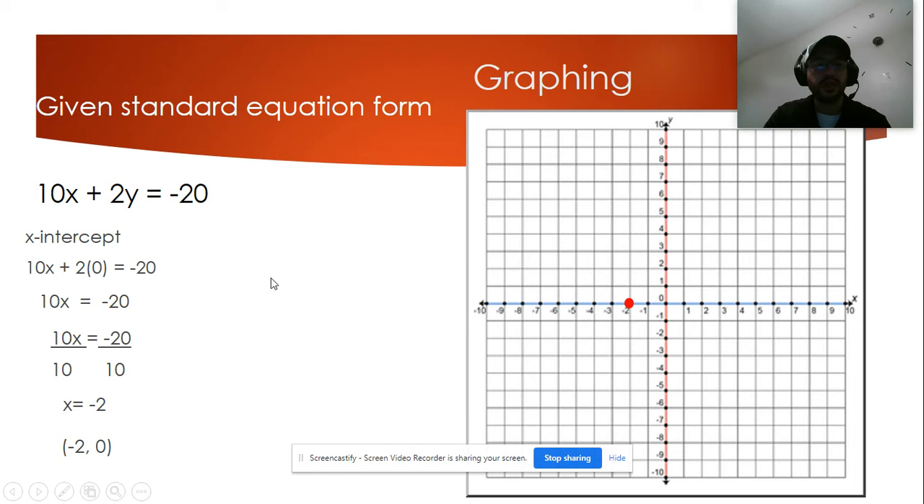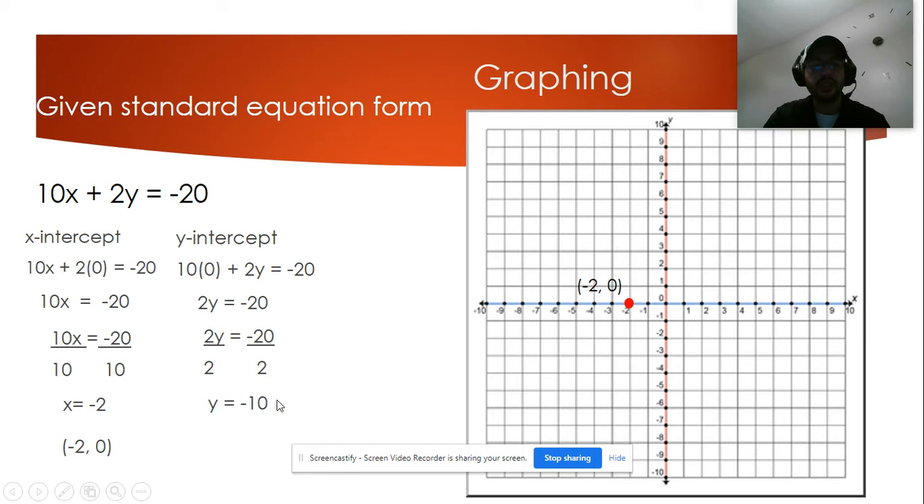That's my first point. Now I want to find the y-intercept when x equals 0. So 2y equals -20, and divide by 2 both sides, y equals -10. So the y-intercept will be -10, and that will give me my second point. And then with the 2 points, I can graph the equation.